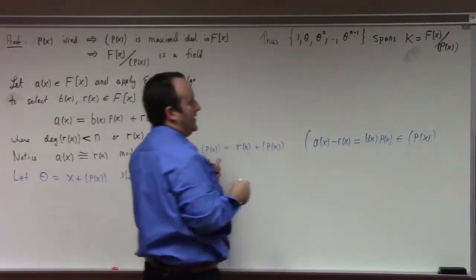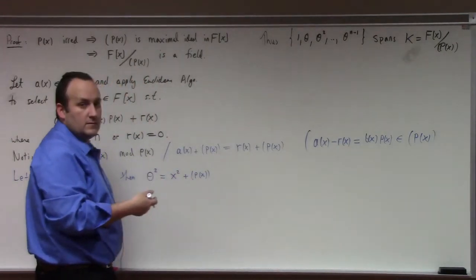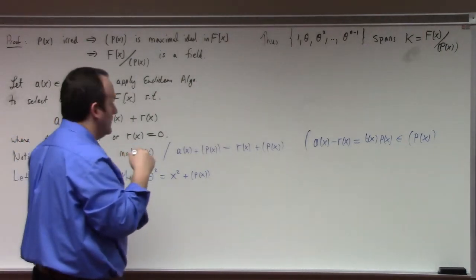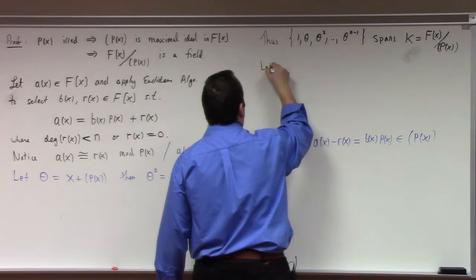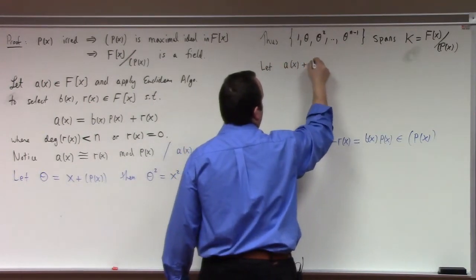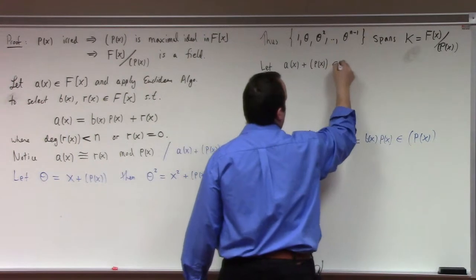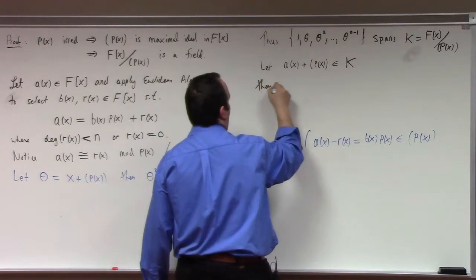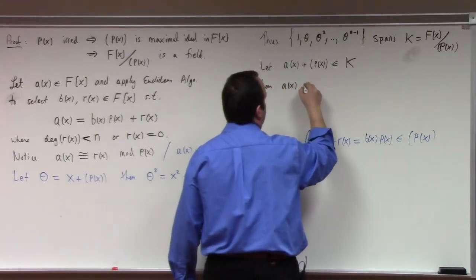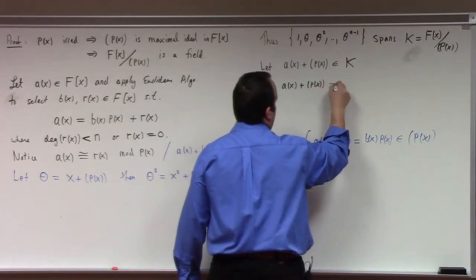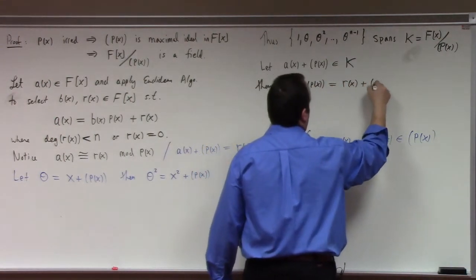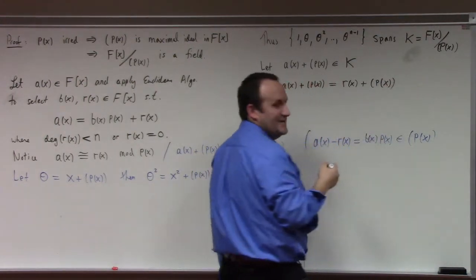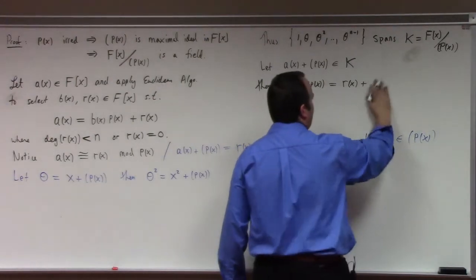That statement makes sense, but how do you know that from what you showed? Okay, so let a(x) plus the ideal be an element of K. Then a(x) plus the ideal is equal to r(x) plus the ideal. I am getting really tired of writing this, so if you'll forgive me, I'm going to call that I.